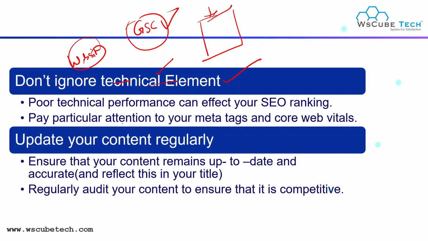Pay particular attention to your meta tags and your core web vitals. These are also part of your technical element which you can monitor through your Google Search Console. Update your content regularly. You have to ensure that your content remains up to date and accurate. Regularly audit your content to ensure that it is competitive.